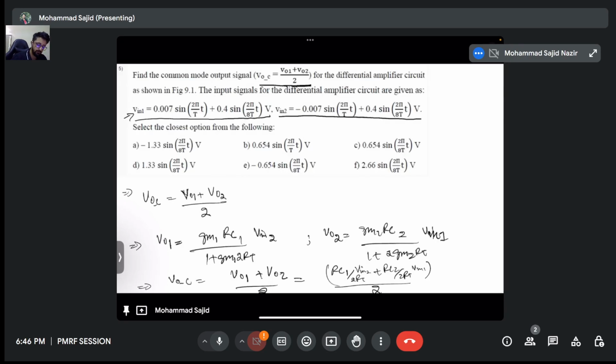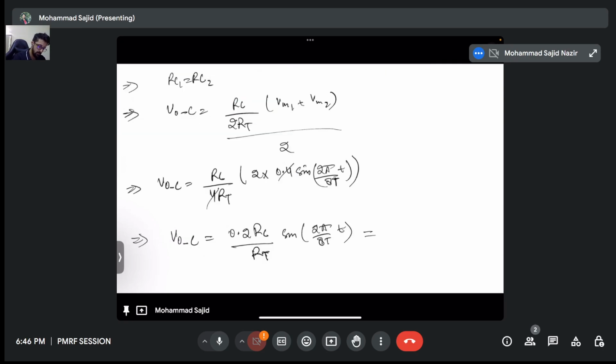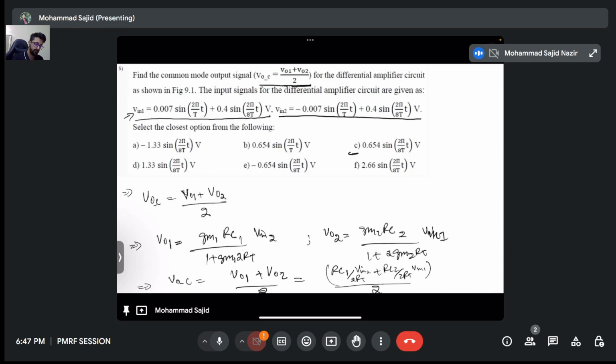So this is RC by RT, where RT is 1 kilo ohm and RC is 3.3, so it will be 3.3. So the answer is 3.66. This one, right? So this is close.